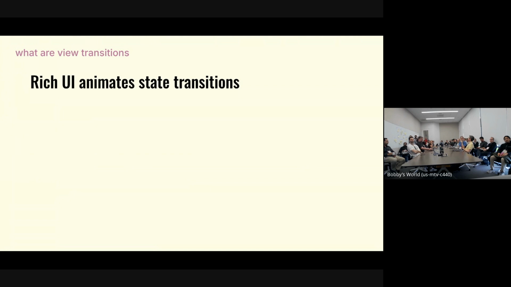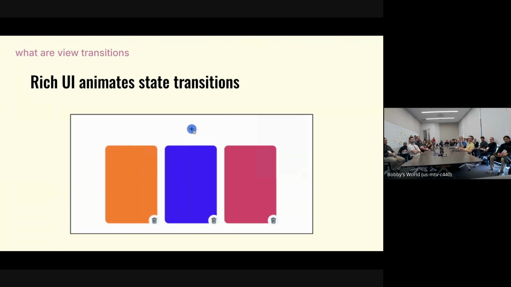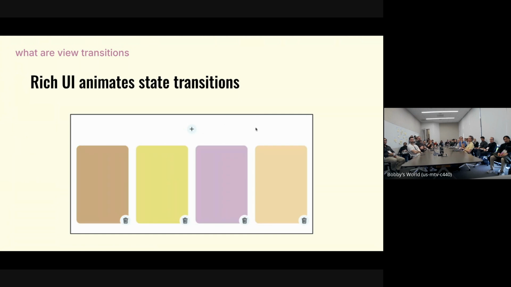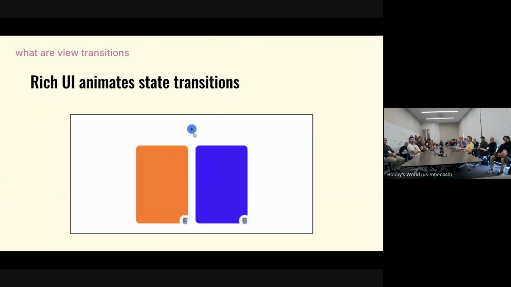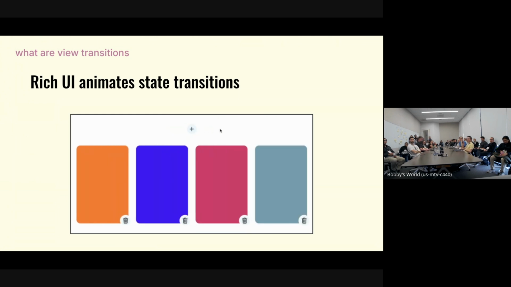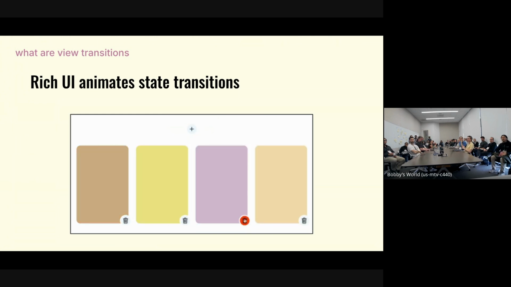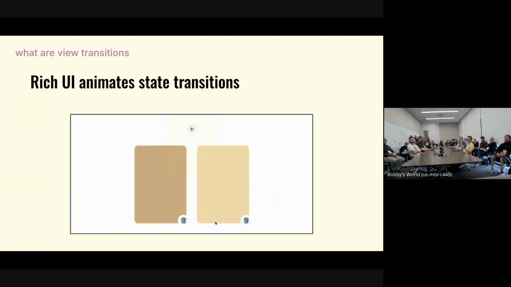So the web started as a document platform and it became an application platform. And when you're building a rich UI for a web application, you want to have fancy state transitions so that when the user is doing things in your app, you can animate between the old state and the new state, whether it's a navigation or adding or removing something from a list or what have you.